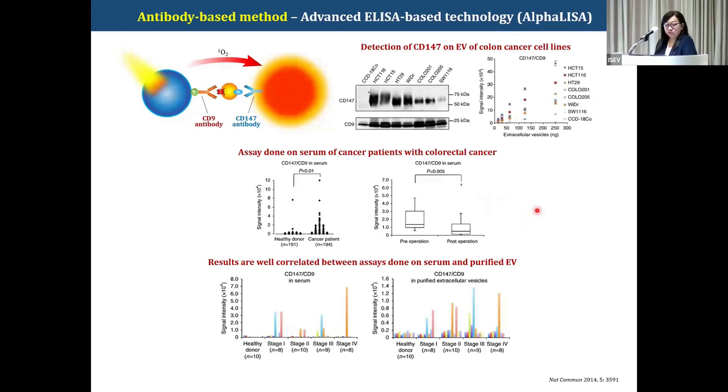Lastly, the assay was performed directly on serum. The results show that the level of CD147 and CD9 double positive EVs was higher in cancer patients compared to healthy individuals, and the level was reduced after surgical resection, implying that the reduced signals originated from cancer-derived EVs. The analysis was also done on EVs purified from the serum of the same cohort of patients. Both results correlated well, suggesting AlphaLyser can be a tool to detect EVs directly from the serum.